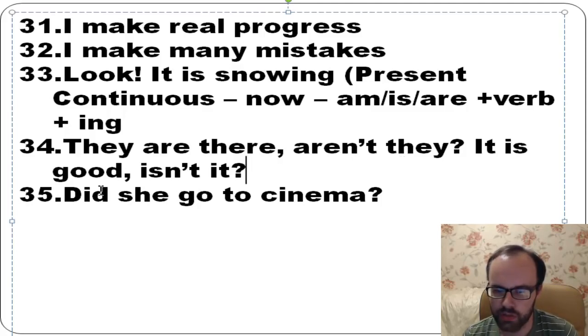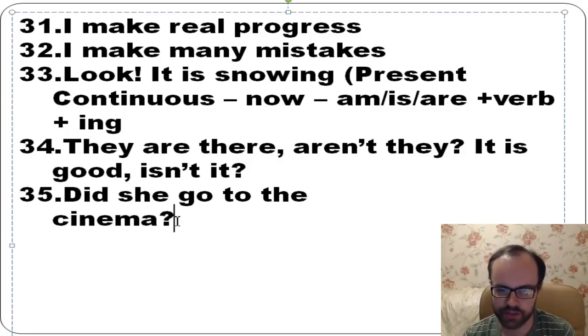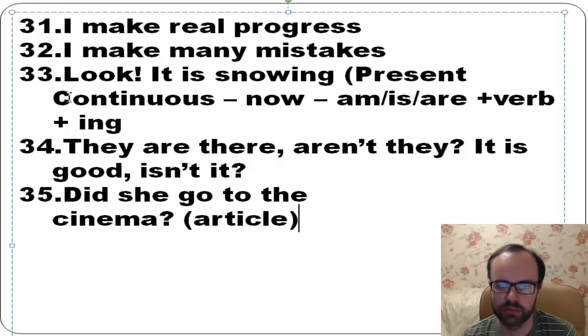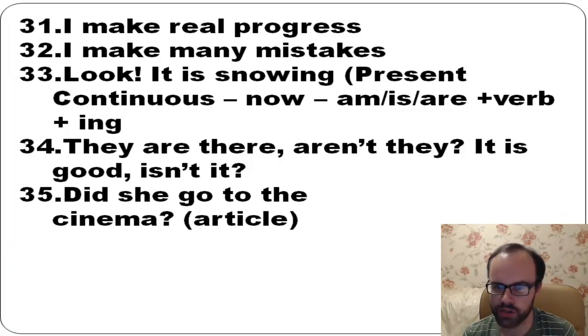Okay, did she go to cinema? Please remember this phrase, go to the cinema. Don't forget about articles. Choose the correct article. Go to the cinema, go to the theater. So I make real progress. I make many mistakes. Look, it's snowing, it's present continuous. So now am, is, are plus verb plus ing. They are there, aren't they? It is good, isn't it? Did she go to the cinema? So don't forget about articles.